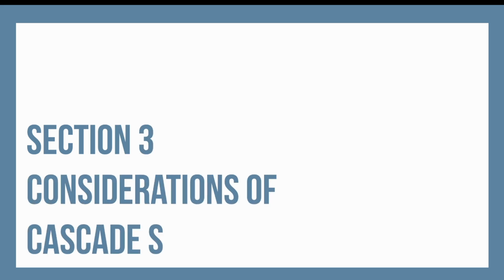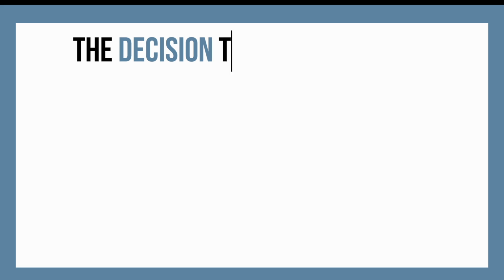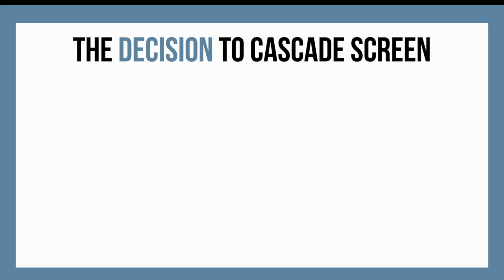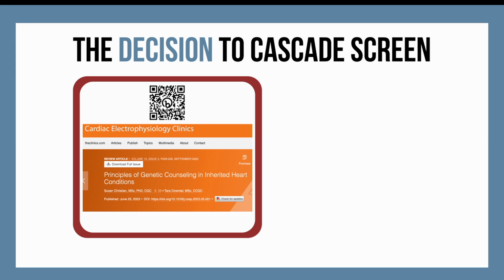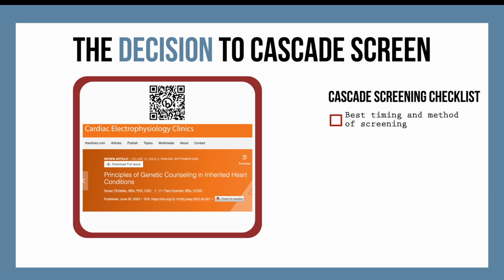Section 3. Considerations of cascade screening. Before we start our case, there are some important things to remember discussing with the patient before they make their decision about cascade genetic testing. These include, when is genetic testing the best method to screen for their condition, and when is it the best time to do so? How can these results change or not change patient care?